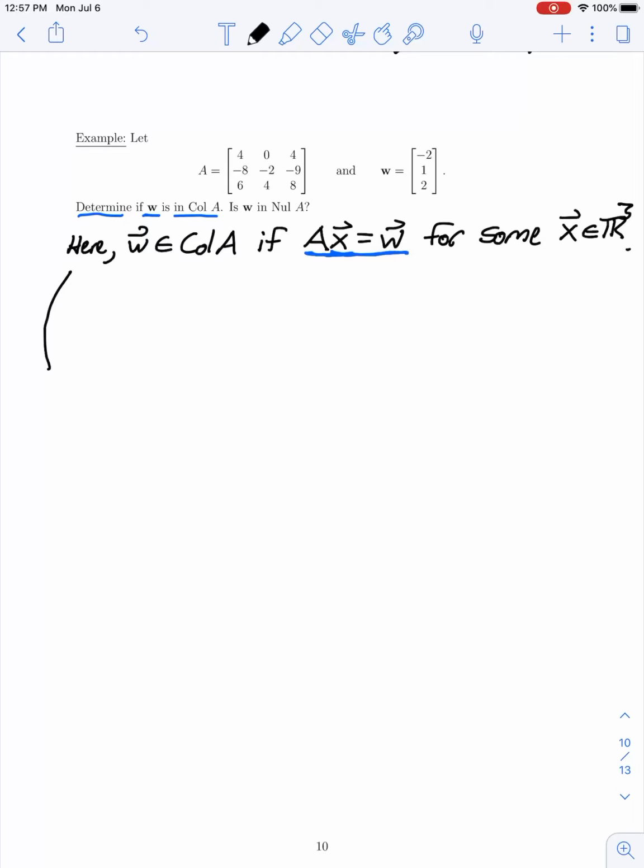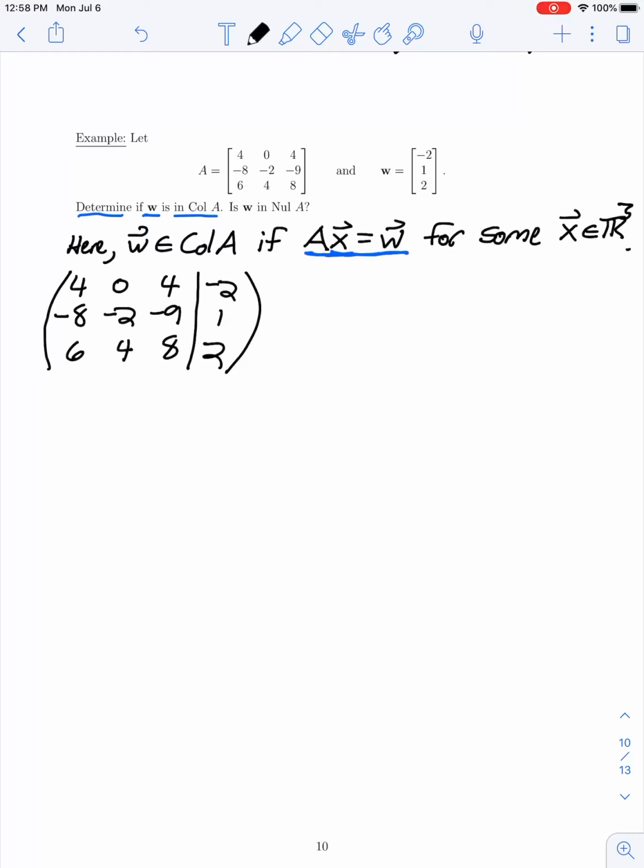Here our coefficient matrix A is 4, 0, 4, negative 8, negative 2, negative 9, and 6, 4, 8, which we are augmenting with the vector W, which was negative 2, 1, 2.